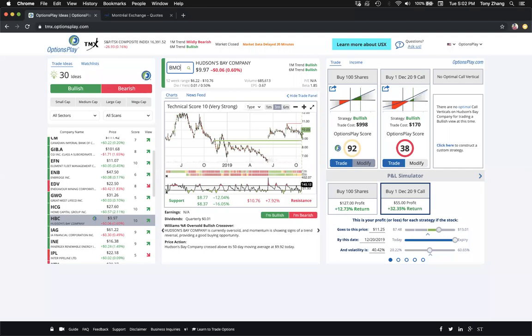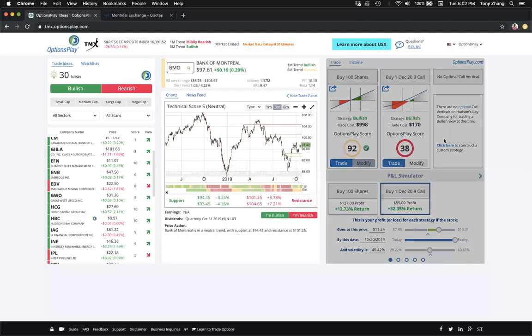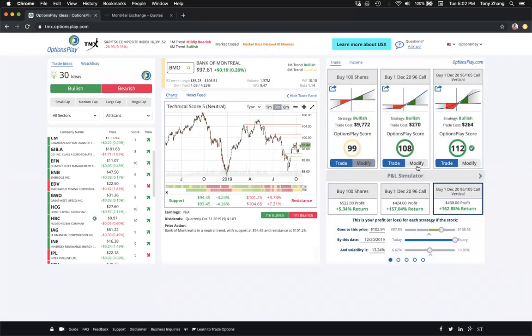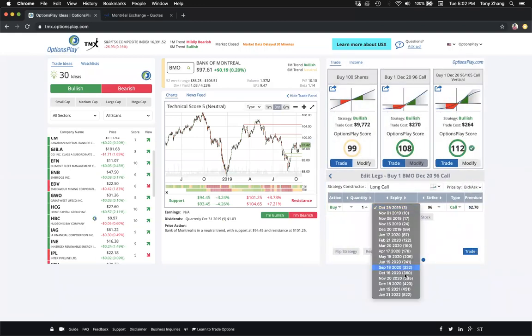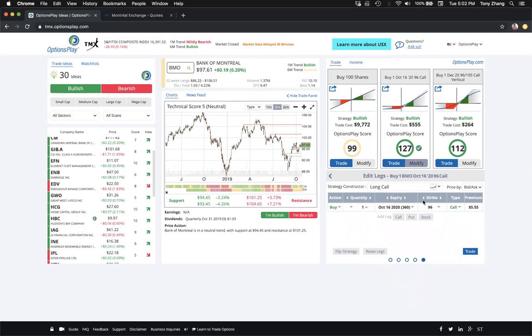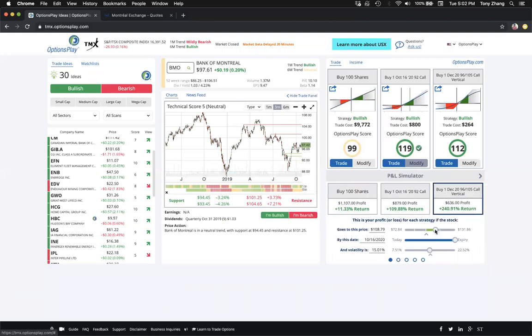Compared to that first example in BMO, the options were really, really cheap. The stock, even going out to this October 2020, buying an in-the-money call cost only $800, a very, very small premium. So you have a lot more opportunity to make money. So if the stock moves a little bit, you can still make a significant amount of return. And if the stock makes a big move, you have a very large percentage return. That's why it has a much higher Options Play score.